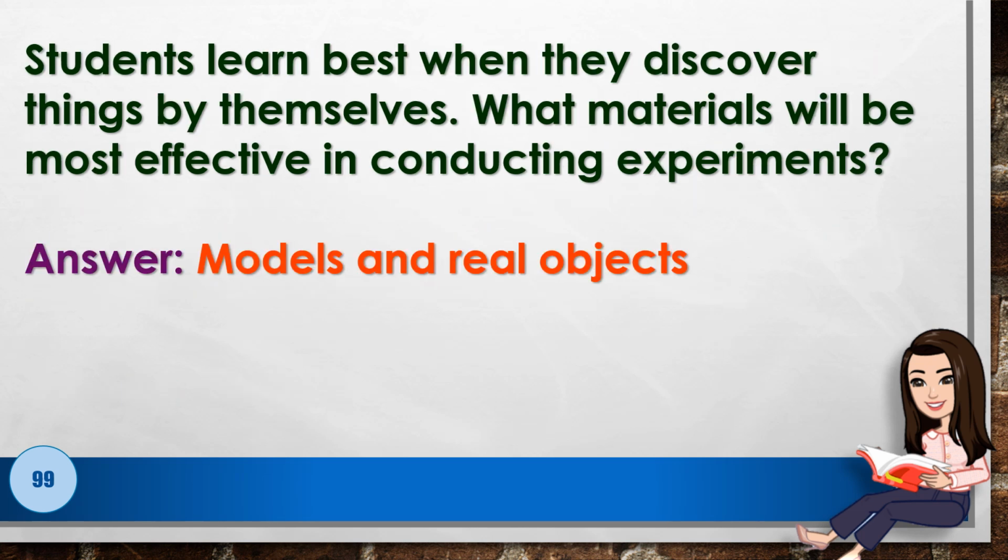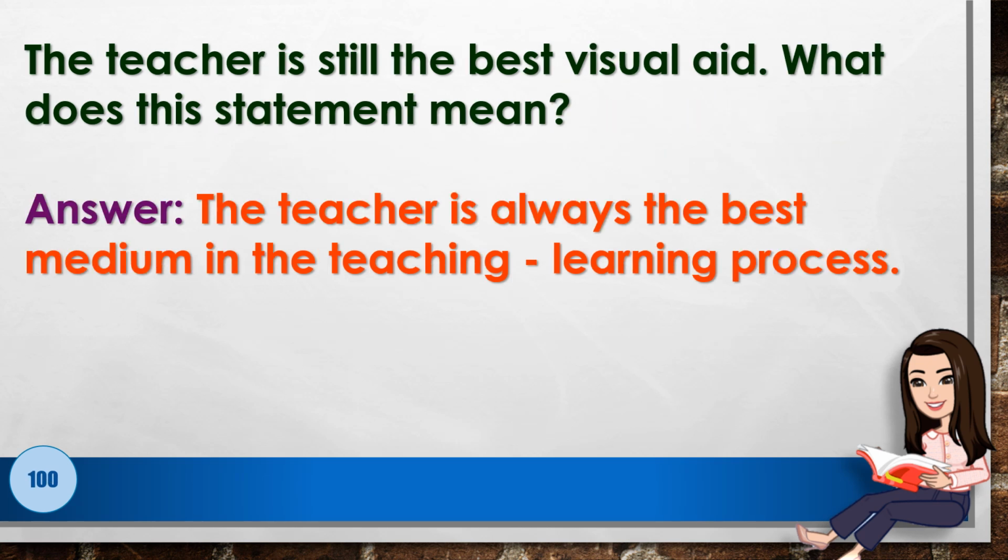99. Students learn best when they discover things by themselves. What materials will be most effective in conducting experiments? Answer: models and real objects. 100. The teacher is still the best visual aid. What does this statement mean? Answer: the teacher is always the best medium in the teaching-learning process.